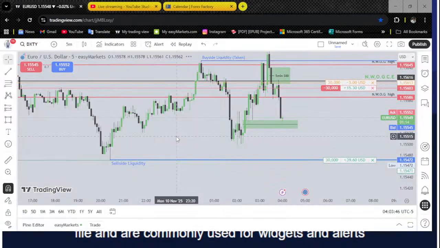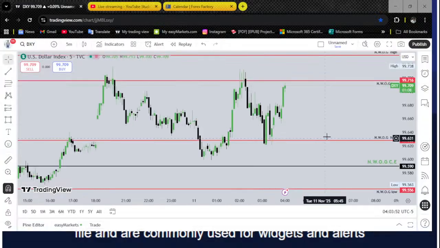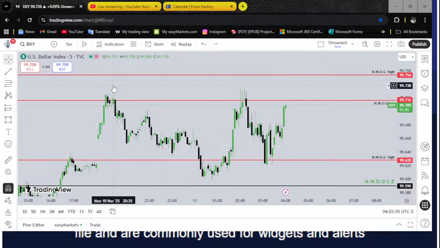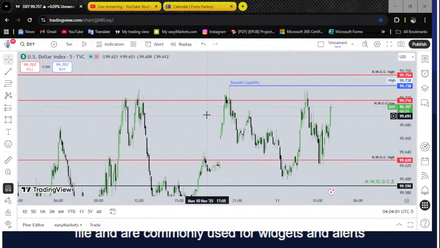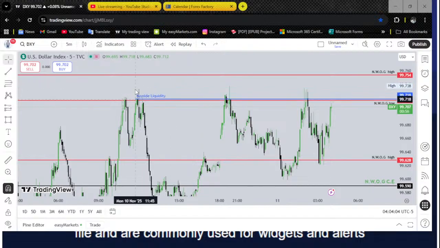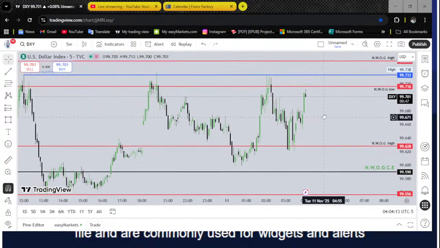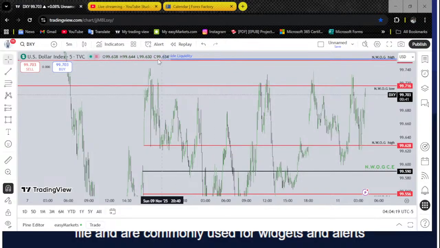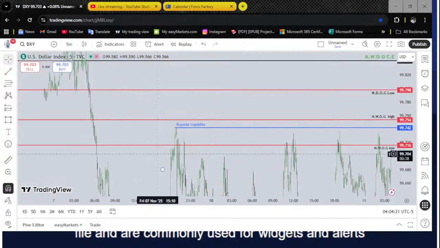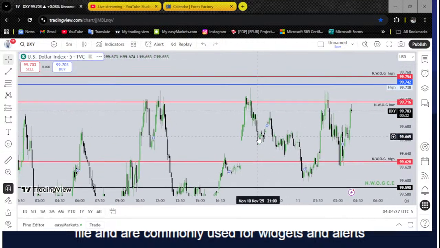Let me check the dollar. Yeah, this sell side liquidity. These are equal highs. There's no border above this liquidity, so I expect the market to come and take it out. There's a pool of liquidity here. This should be the target. And another one is here. But we start with this one first because that's the target at the moment.